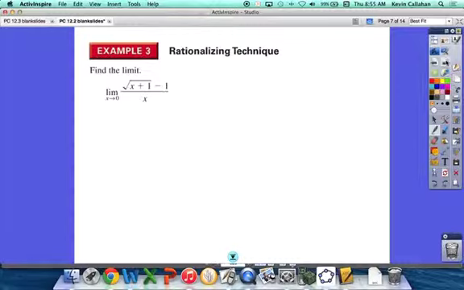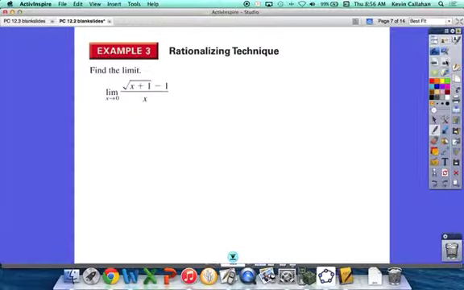The conjugate. The conjugate of the numerator would be the square root of x plus 1 plus 1. It's what you get if you just change the sign in between them. Remember, when we were rationalizing denominators, it had more than one term, always with a square root. Then the strategy was to multiply by the conjugate, not by the denominator divided by itself. That's if it's just one term.